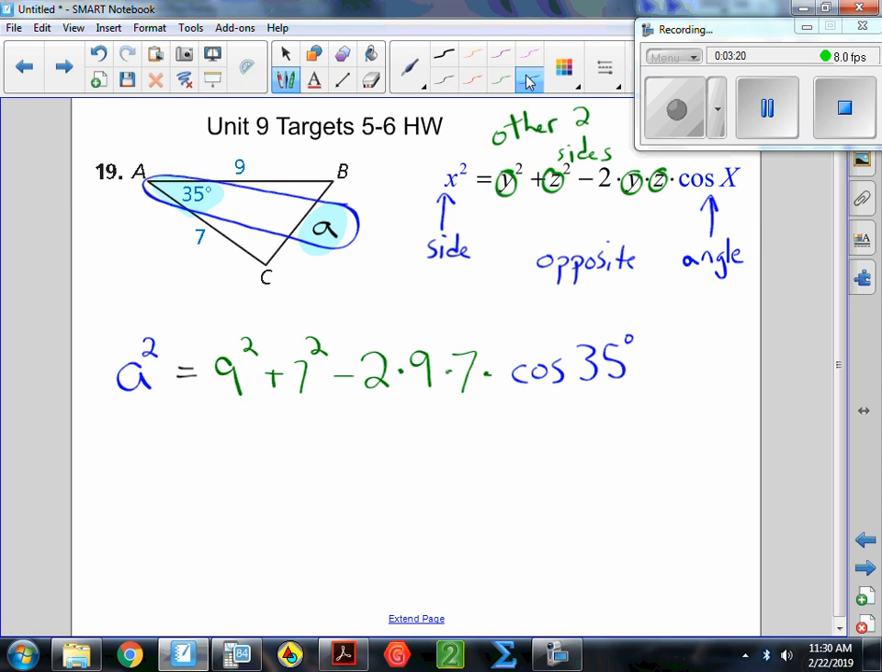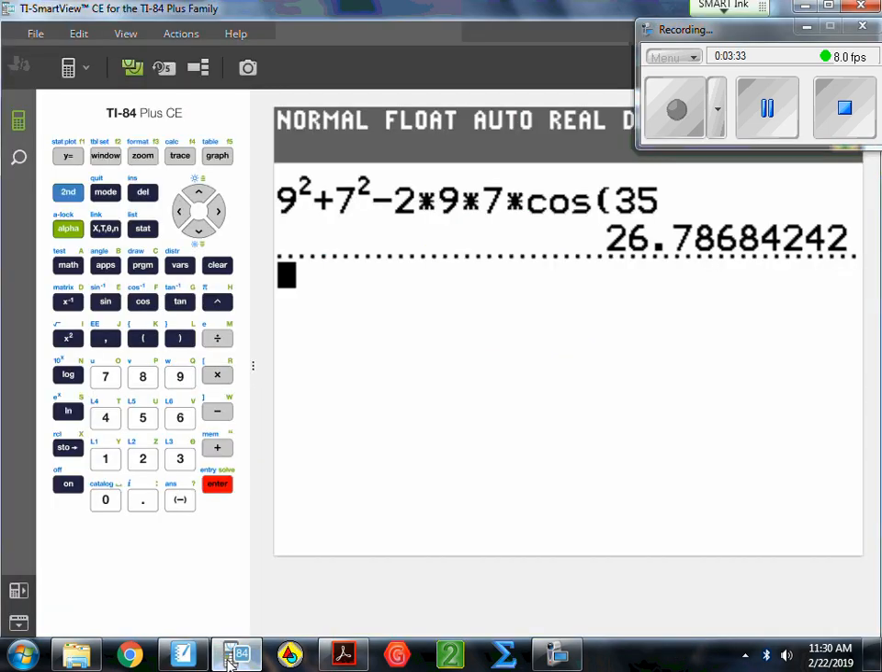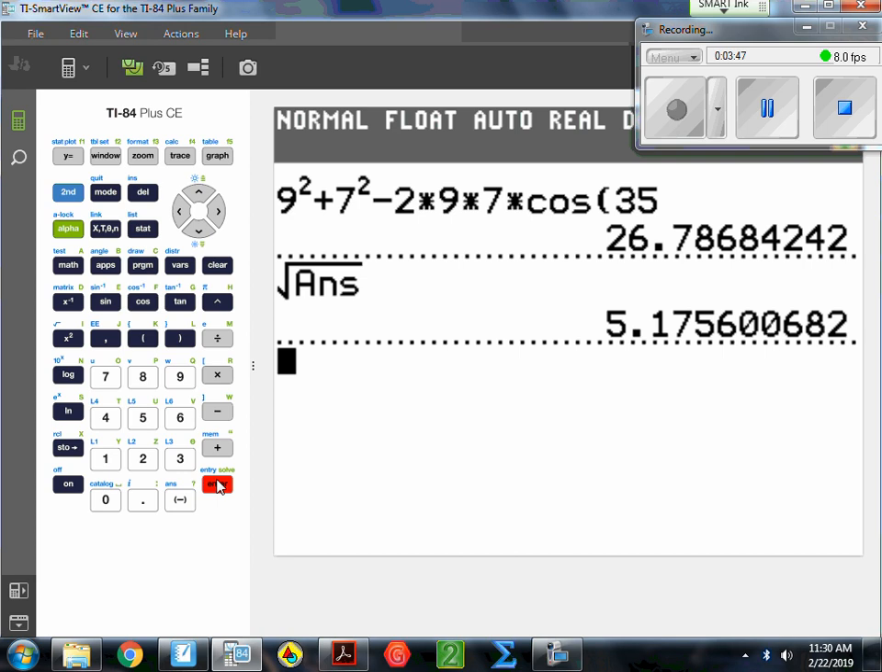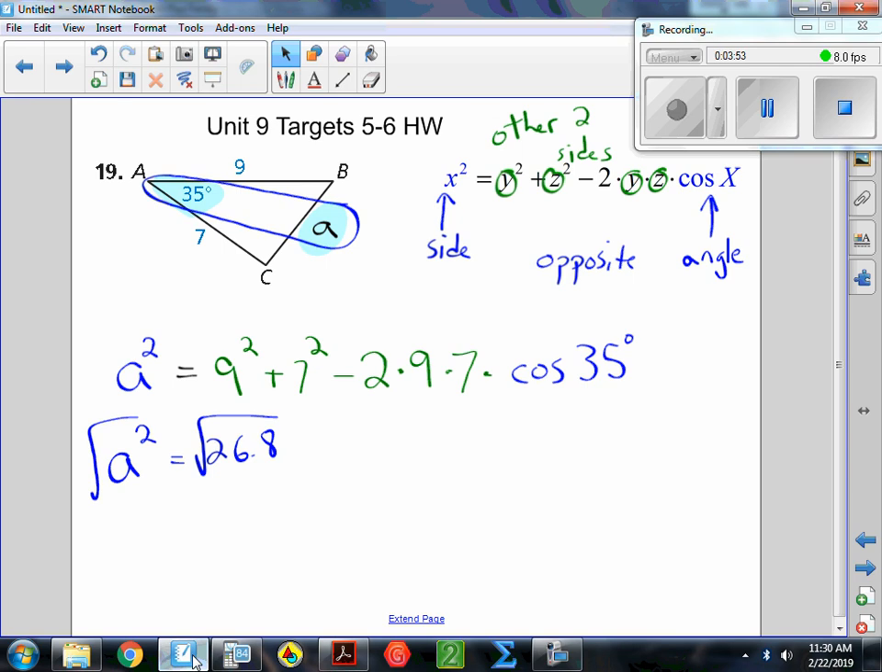So just to write down my work, what I have so far is I have a squared equals 26.8. But I don't want a squared, I want a. So I'm going to take the square root of both sides. I don't want to take the square root of this rounded number though. I want to do it in my calculator. So I'm going to take the square root of the answer. You can get that by doing second and the negative sign to give you the answer. Or in some of your calculators, you can just press the up button and it will select the answer. And I get 5.1756. So I am going to round this to 5.2. So A, which is what I was looking for, A is equal to 5.2.